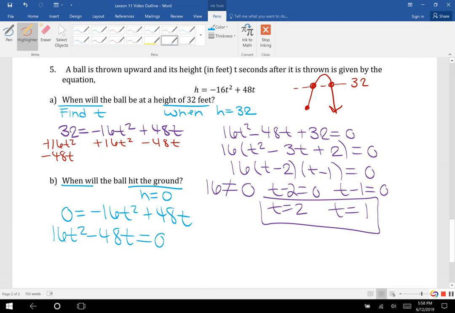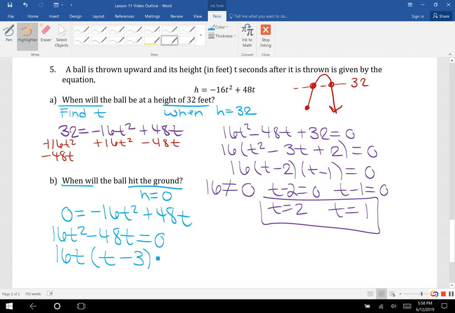All right, so then to factor, is there a GCF? Oh yeah, we can take out the 16. And we can take out the t as well. And we'll be left with t minus 3. So then I'm going to set the factors to 0.